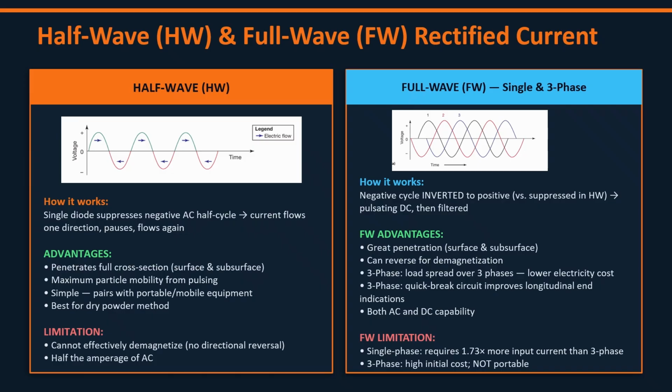Three-phase full-wave equipment distributes the electrical demand across 3 phases and is therefore well suited to high-capacity stationary benches. It is less portable and has higher initial equipment requirements, but it can provide a very versatile inspection system. When choosing between these systems, think in terms of the complete job. A portable weld inspection, a repetitive shaft inspection on a stationary bench, and a large forging examination may all require different electrical solutions even though the basic MT principle remains the same.